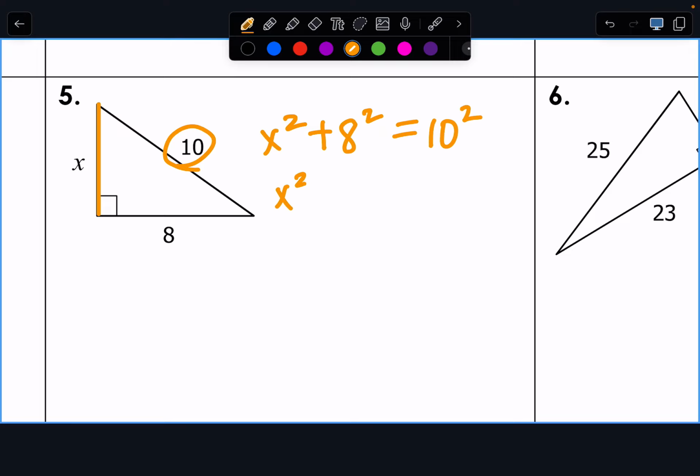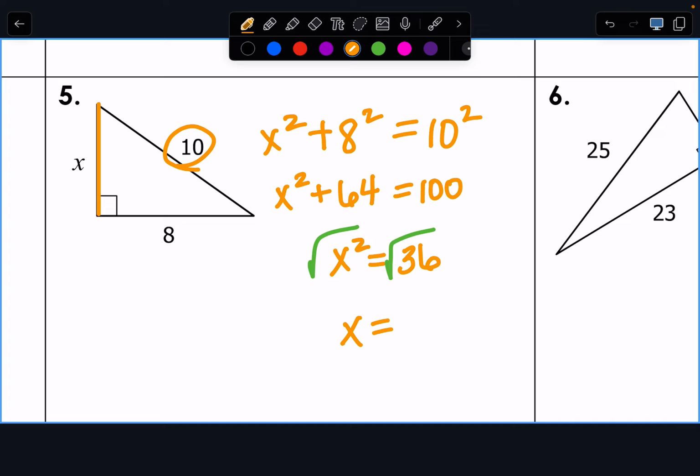So we know that 8 squared is 64 and 10 squared is 100. What are we going to have to do before we do that square root button? Okay, so we're going to have to subtract 64 to the other side. So we know that x squared is 36. Okay, now some of you don't even need your calculator. You know that when you take the square root of both sides, x is going to equal 6.